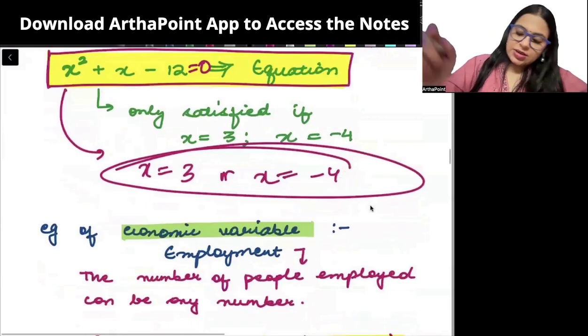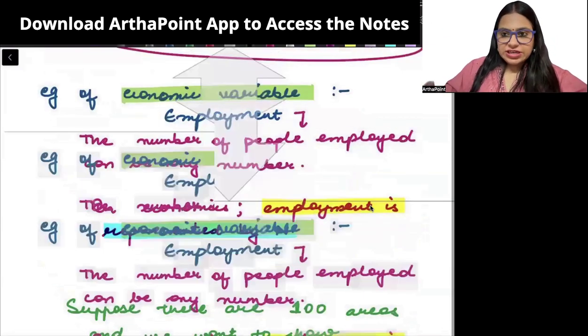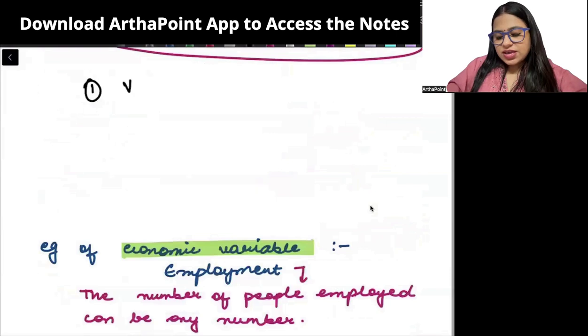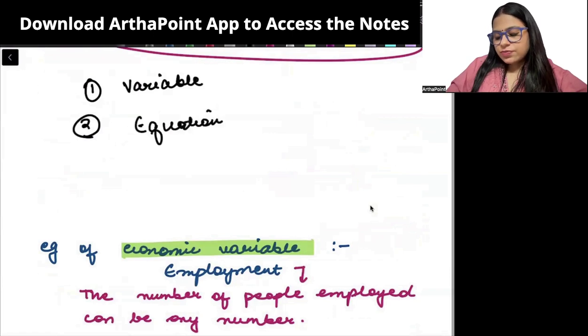Clear? ठीक है। तो by now बेटा we have studied the following. हमें ये समझ में आ गया कि एक वेरिएबल क्या है, और हमें ये पता चल गया कि what is an equation versus identity.